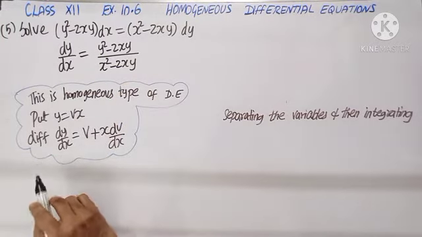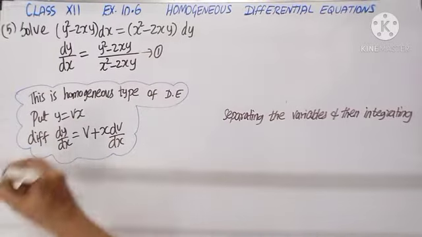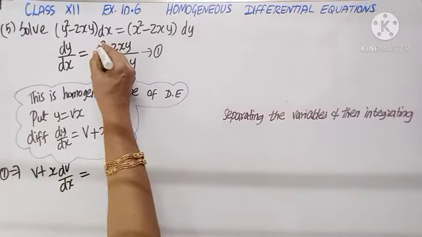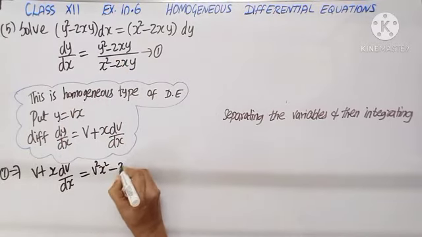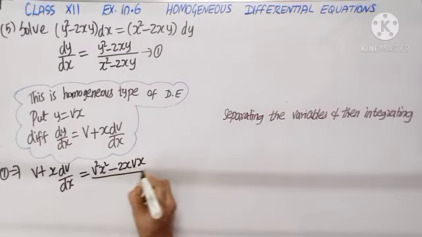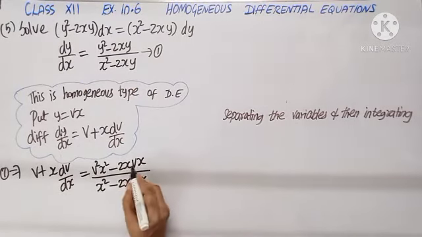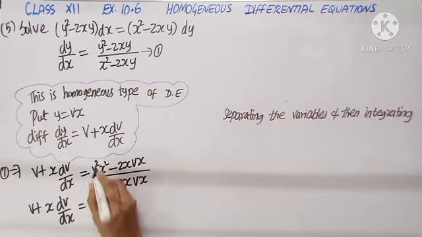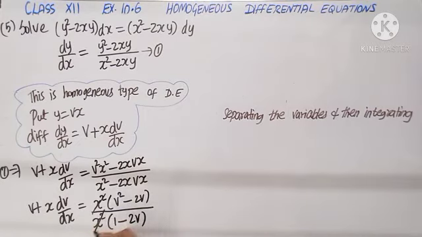Put y equals vx, dy by dx becomes v plus x dv by dx. Substituting this in equation 1, we get v plus x dv by dx equals, wherever y comes vx, y square becomes v square x square minus 2x, y is vx, divided by x square minus 2x vx. As we take x square common out in the numerator as well as denominator, we are left with v square minus 2v divided by x square into 1 minus 2v. X square cancels.